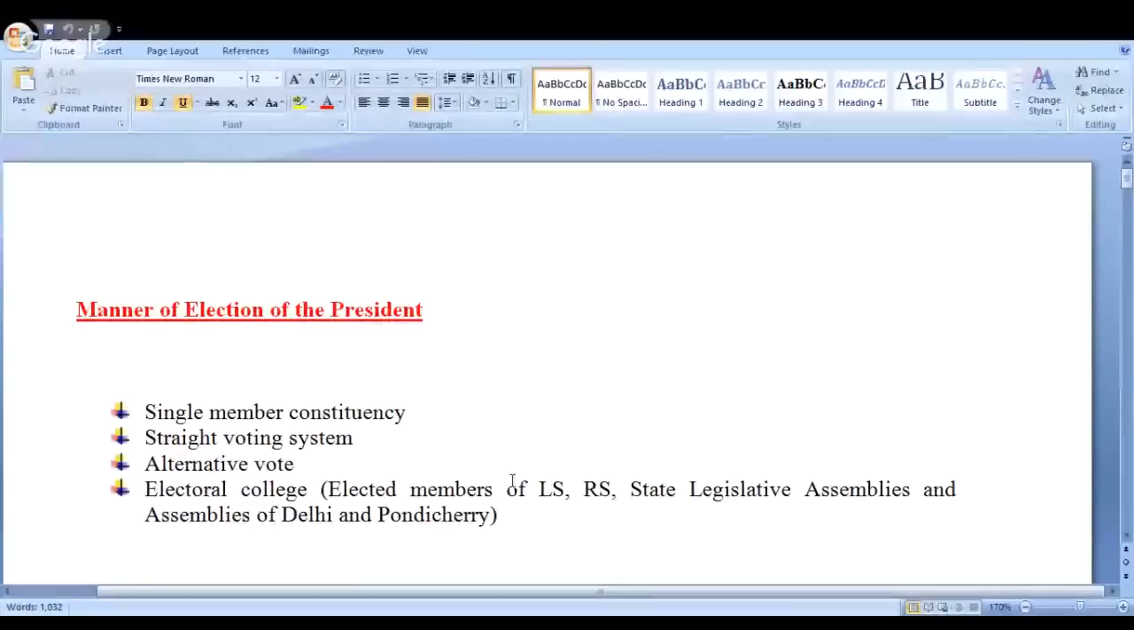Look at this. With respect to the electoral college of the President of India, you know that the elected members of the Lok Sabha, elected members of the Rajya Sabha, and elected members of the state legislative assemblies, meaning 29 states, and the assemblies of Delhi and Pondicherry, only this number will take part in the election of the President of India.